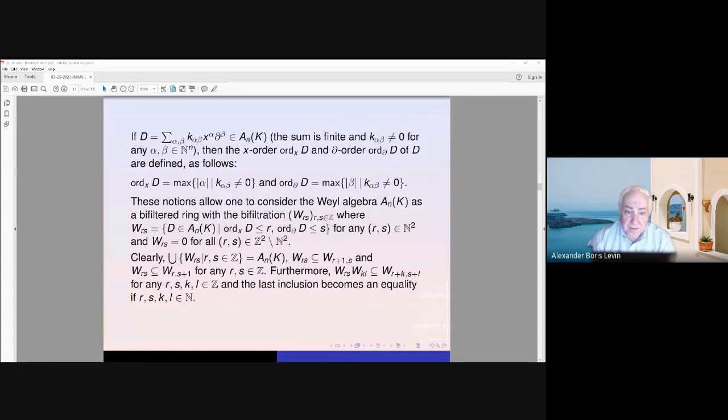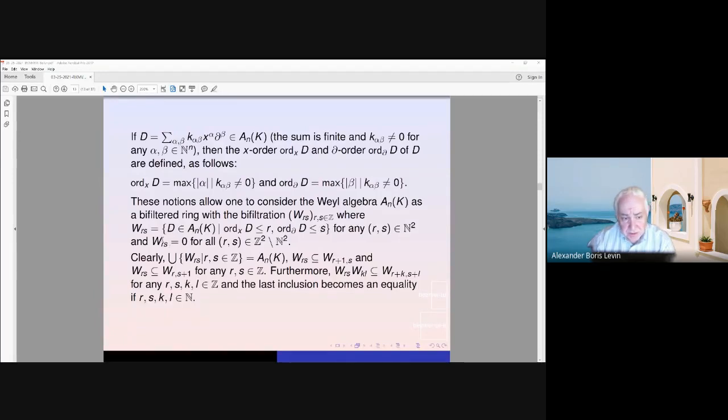Now, if you have an element of a Weyl algebra, then the order of D with respect to x, and similarly with respect to D, are defined as the maximum orders of this element D with respect to x and D. And this notion allows us to consider the Weyl algebra as a bifiltered ring. So we have a bifiltration with two indices. So W with double index (r, s) consists of all elements D from the Weyl algebra whose orders with respect to x and D do not exceed r and s respectively.